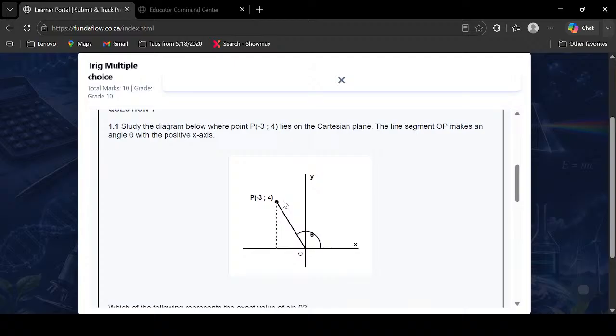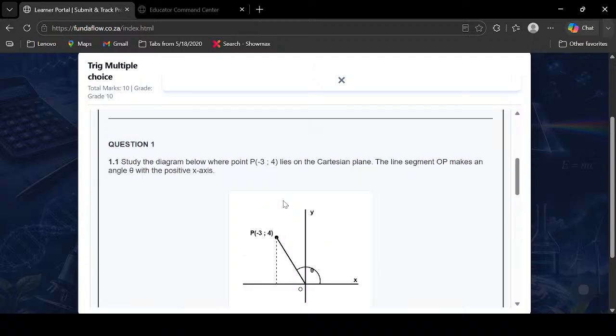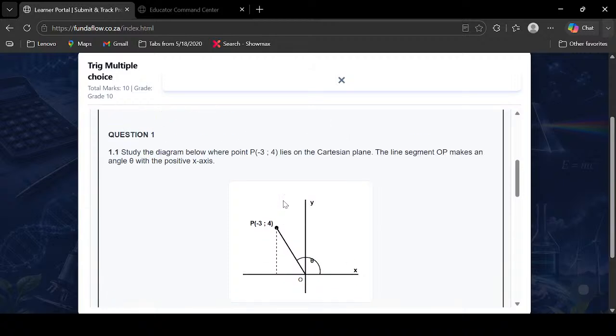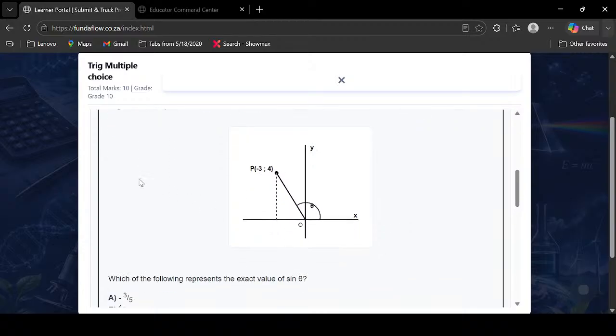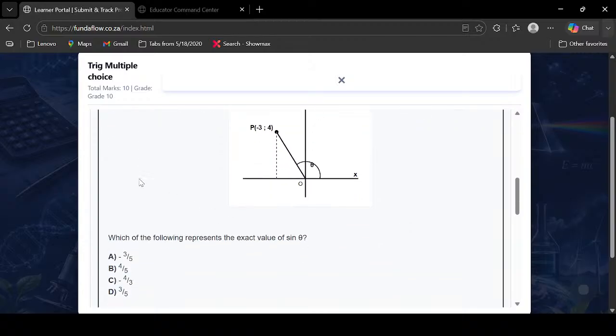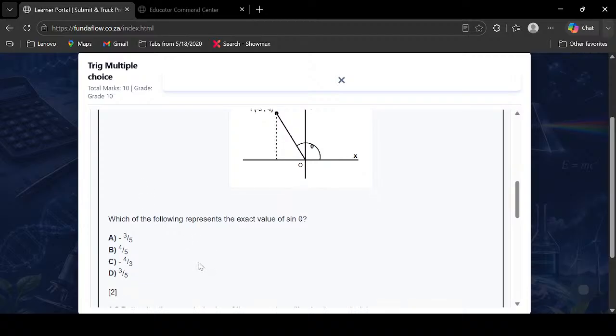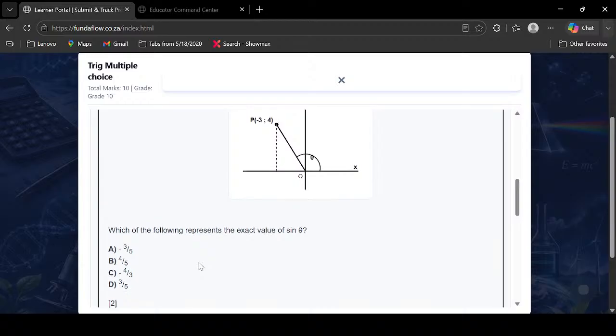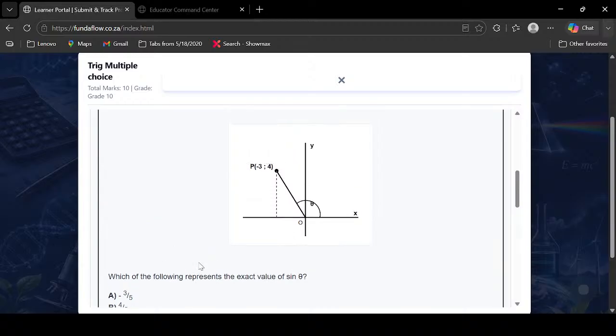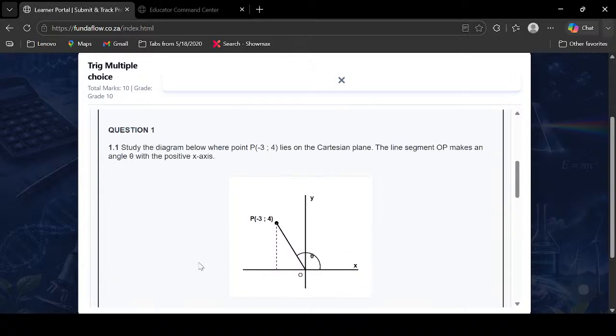Okay, so then we have question 1. Question 1 says you should study the diagram below where point P is (-3, ...). Didn't we do this one yesterday? No, we didn't. That was a multiple choice. The line segment OP makes an angle with the positive x-axis. And then it did draw the sketch on this one. The sketch is drawn for us. Fortunately for us. It's similar to the one that we did yesterday, but we will still have to emphasize some of the things that we didn't touch on yesterday.